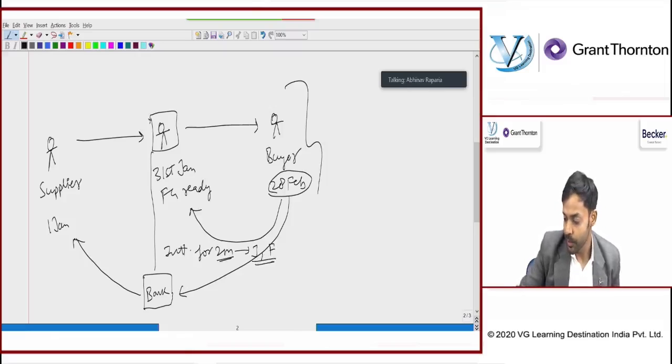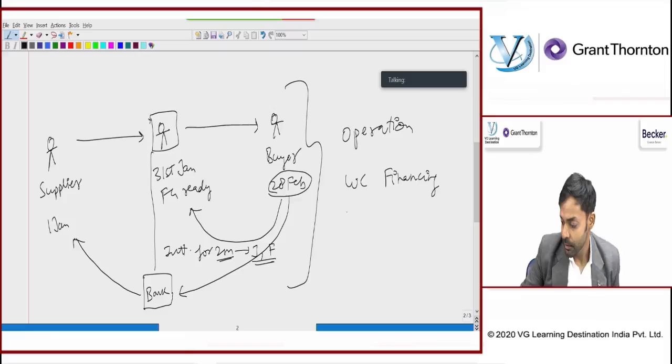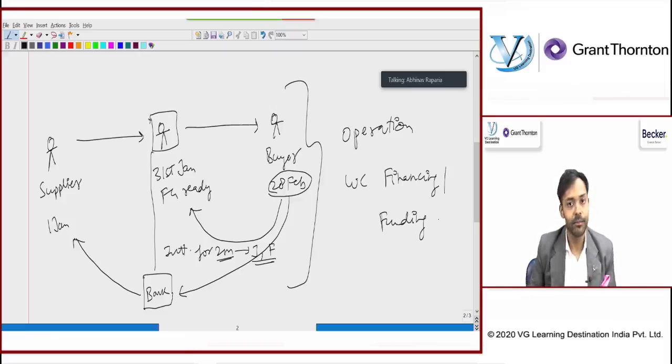This entire arrangement is the operations of the business, and this is what you call working capital financing, or you can say working capital funding. It's a very simplistic way of doing it, but that's what it is. It's a very, very simple thing. I'm sure everyone is aware of it, right?